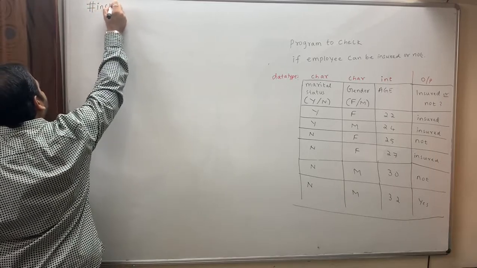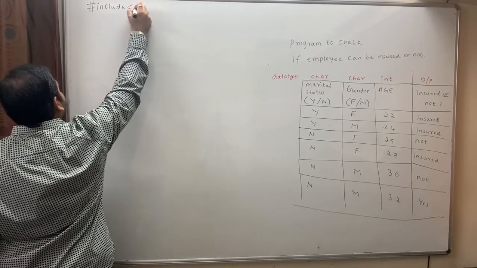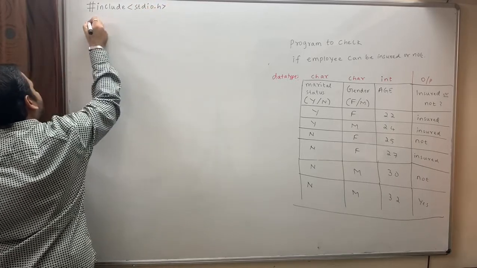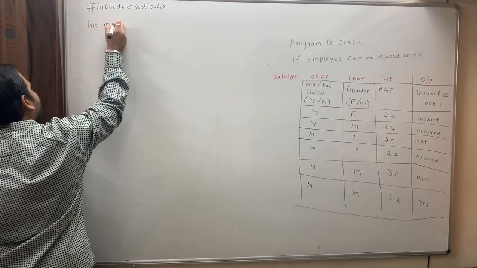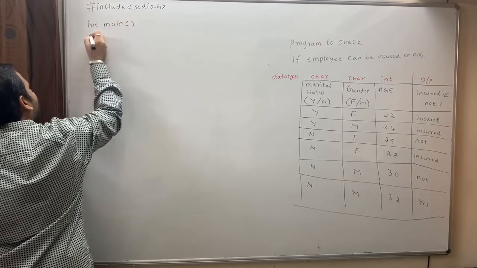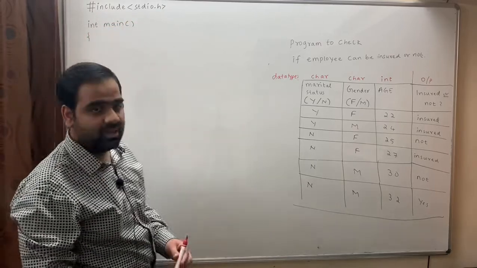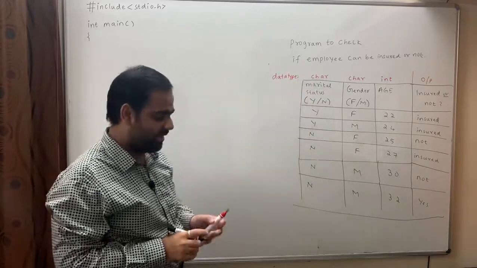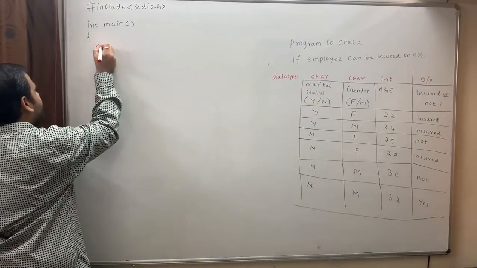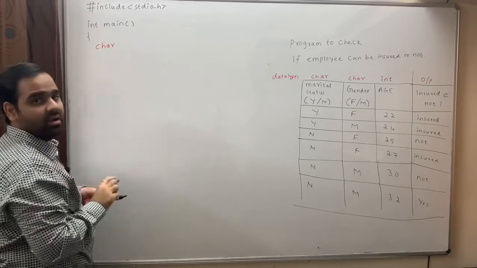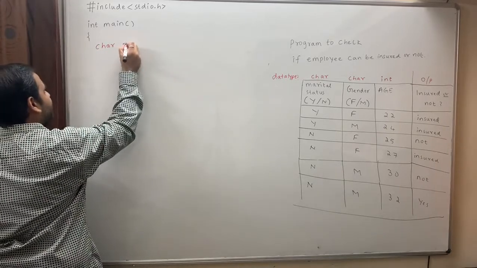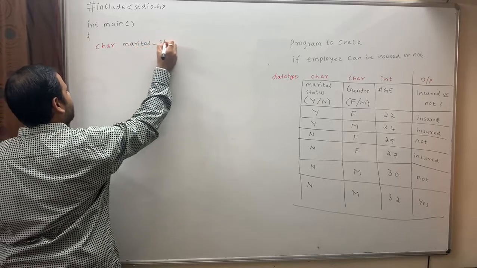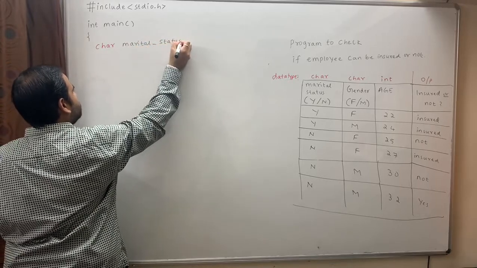Now let's see the program. We say #include <stdio.h>, and here I say int main. What is the input for this question? It is marital status, and it is of what type? Character type. Therefore, let me write over here char, and what is the variable name? You can give any variable name. Let me give marital_status.